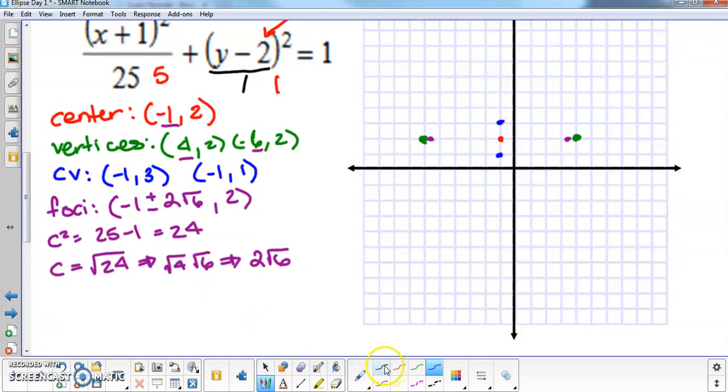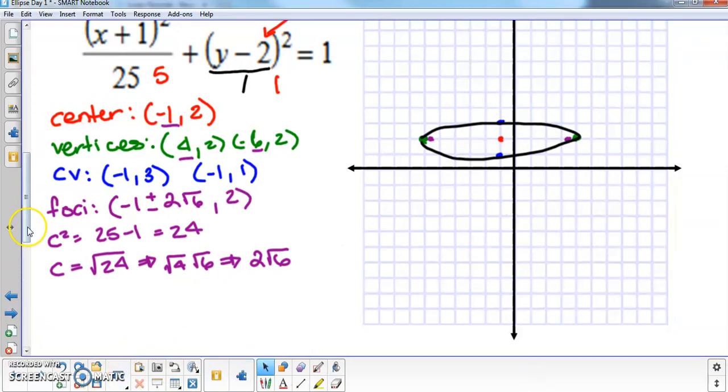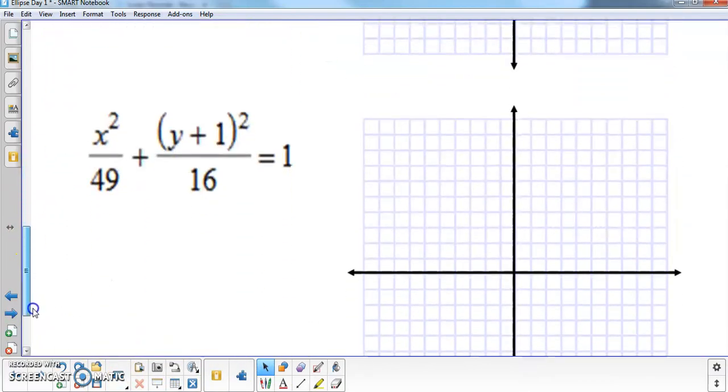All right. And let's just connect the dots. Eventually I'll get the hang of drawing a circle or ellipse. I don't know when, but at some point in time in my life. All right.